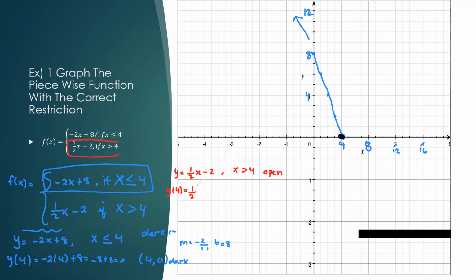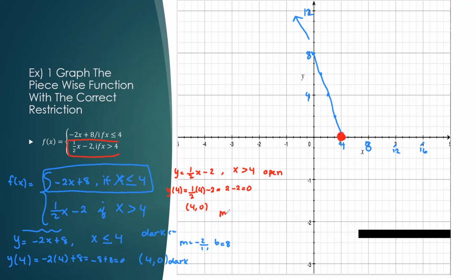So that's 1/2 times 4 minus 2. So 4 divided by 2 is 2, minus 2 equals 0. So you have a point at 4, 0. Oh, look, so you have an open circle and a dark circle. So what happens when you have an open circle and a dark circle? The dark circle overlaps the open circle. So this is still going to be a dark circle.